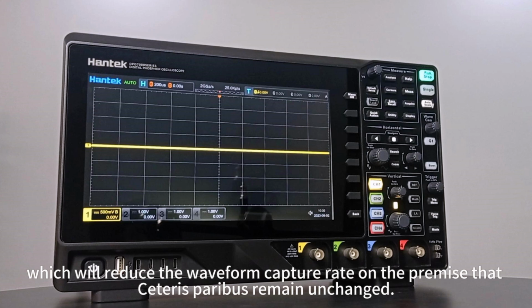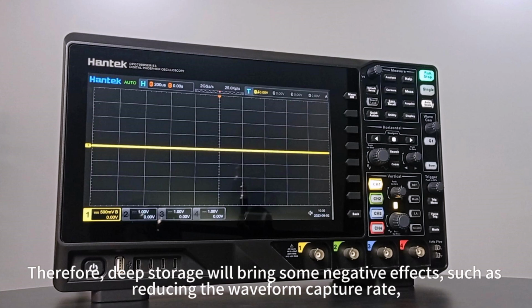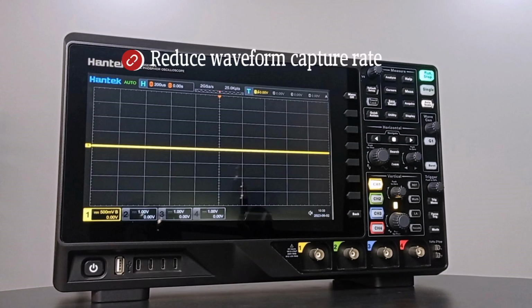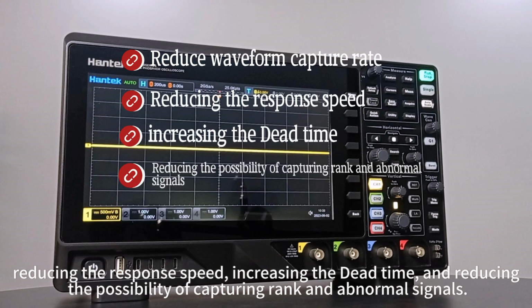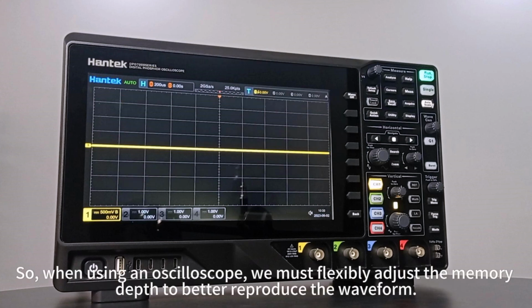Therefore, deep storage will bring some negative effects, such as reducing the waveform capture rate, reducing the response speed, increasing the dead time, and reducing the possibility of capturing rare and abnormal signals. So, when using an oscilloscope, we must flexibly adjust the memory depth to better reproduce the waveform.